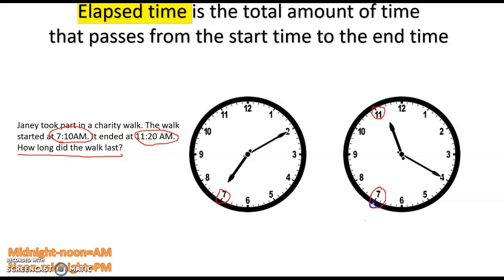We're going to start by counting hours. So between 7 and 8, that's 1 hour. 8 and 9, that's 2 hours. 9 and 10, 3 hours. 10 and 11, 4 hours. So we have 4 hours that passed.